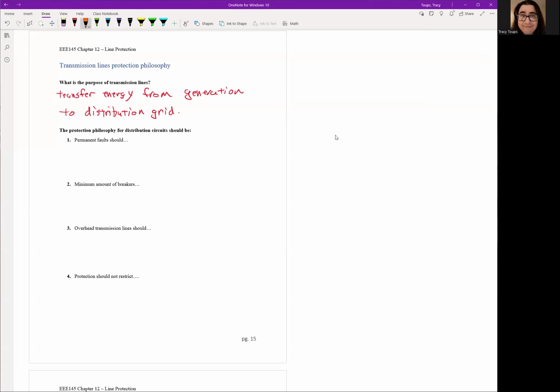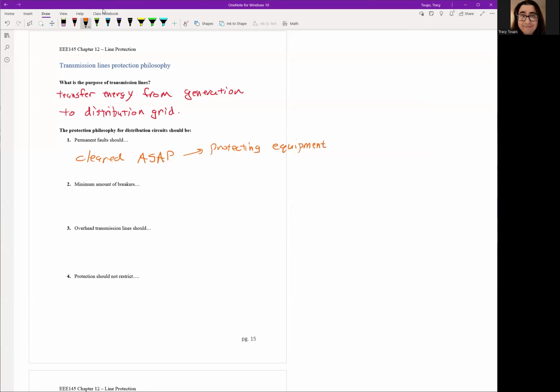Okay, so some of the philosophies that we need to run by is any permanent fault that happens should be cleared ASAP. So we need to clear these faults as fast as possible. And this is for protecting the equipment. So we don't want transmission lines to burn down. Those things are about $10 million each. It depends how long it is, high voltage, but minimum, I'd say a good medium is $10 million. Don't want to lose that. So protection of equipment.